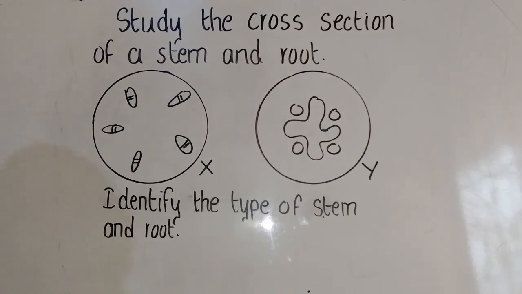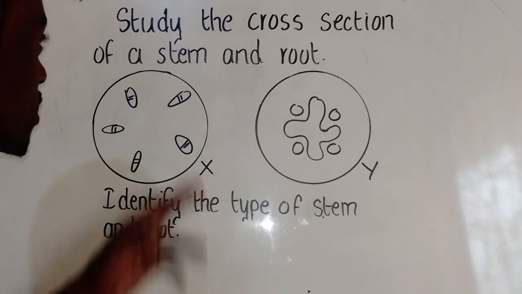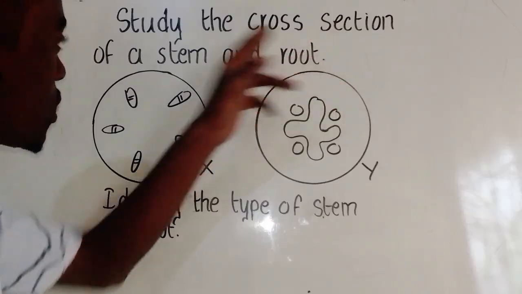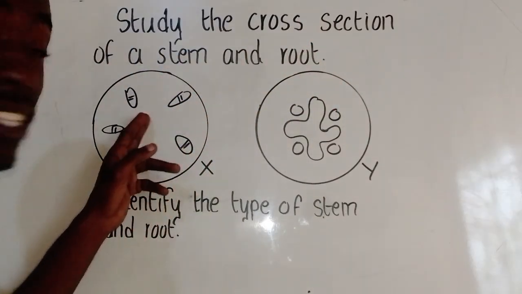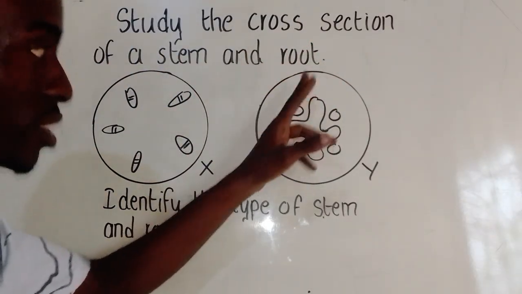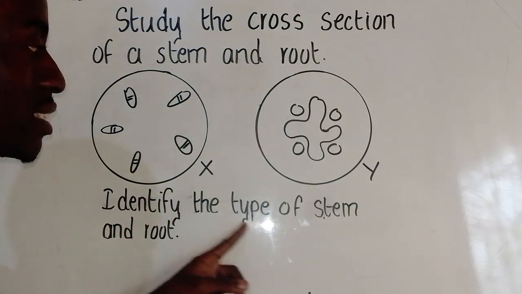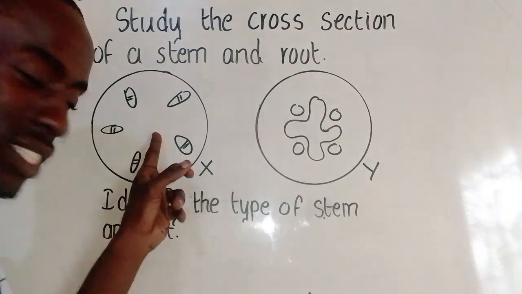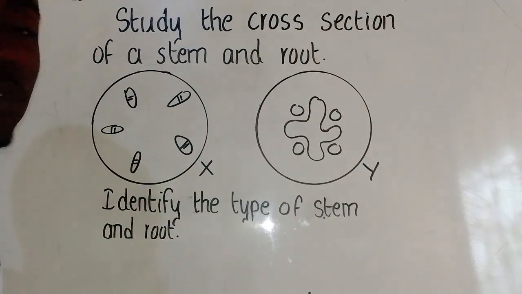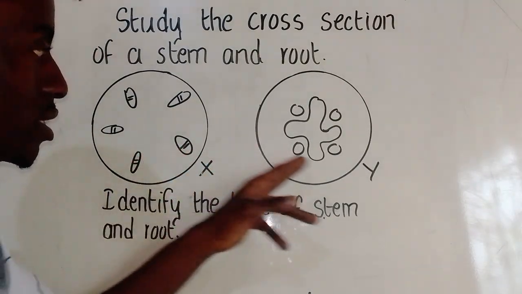Okay, so we have a biology question that says study the cross section of a stem, this stem, and the root, this root here. And the question now is saying identify the type of stem, this type of stem, and the root, this type of root. So this is for X, this is for Y.